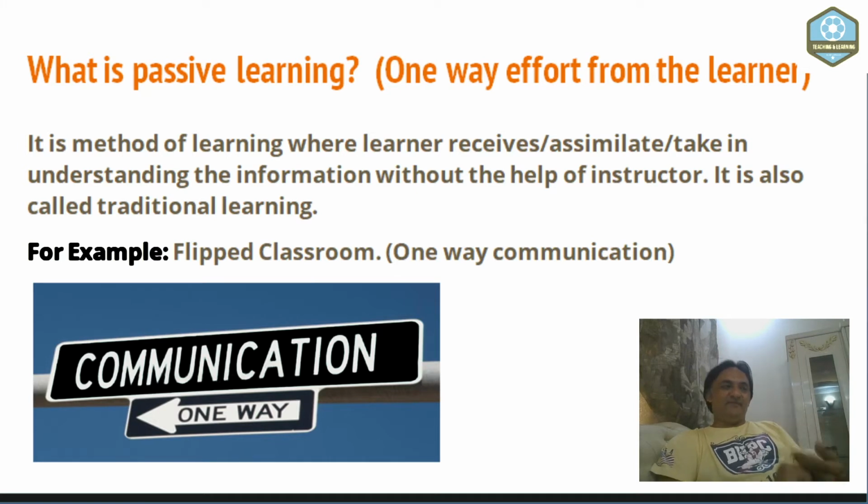The best example is also the flipped classroom. In the flipped classroom, the lectures, the videos, everything is available, and it depends on the learner at what time he or she wants to access it, to learn, to understand, and so on. So this is called passive learning.